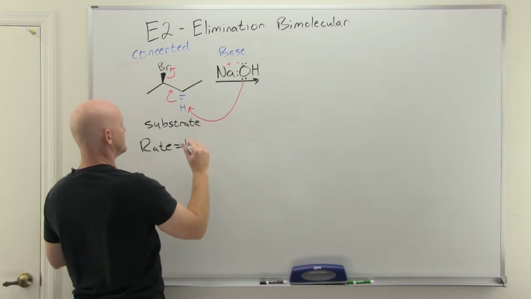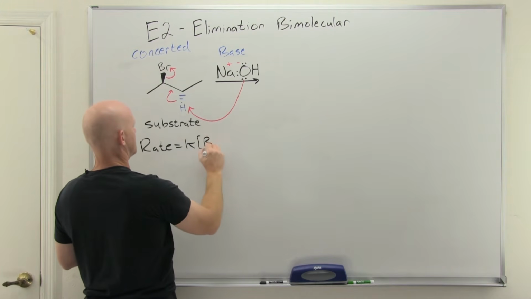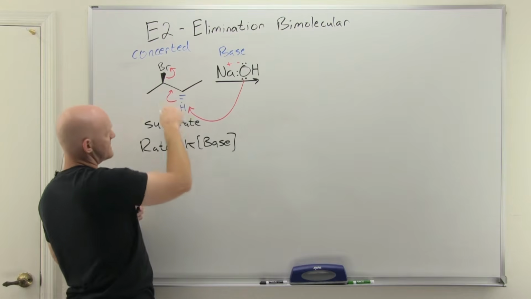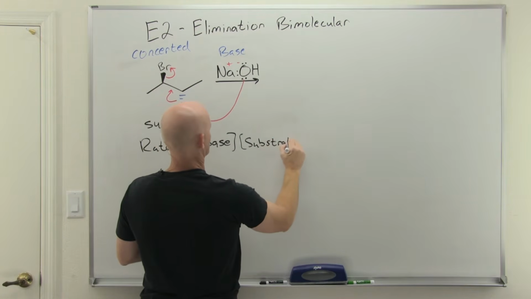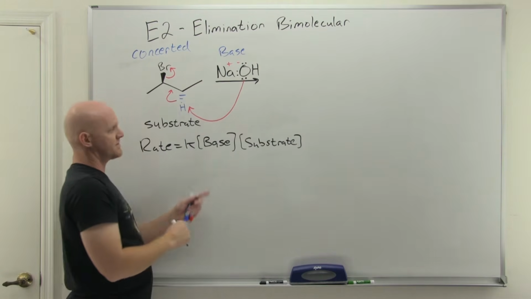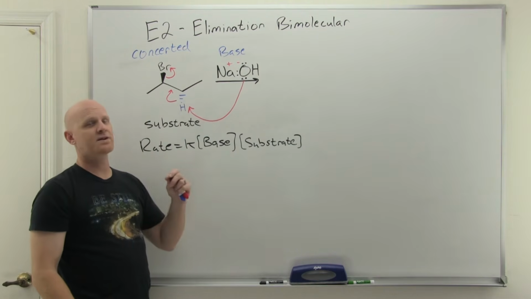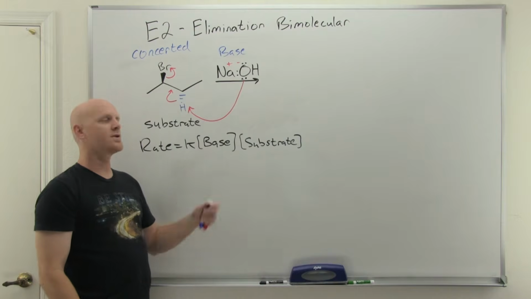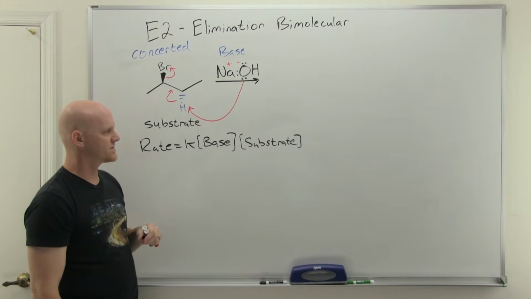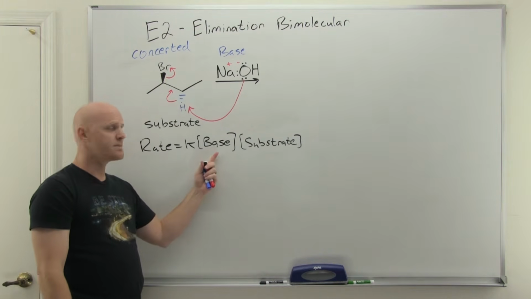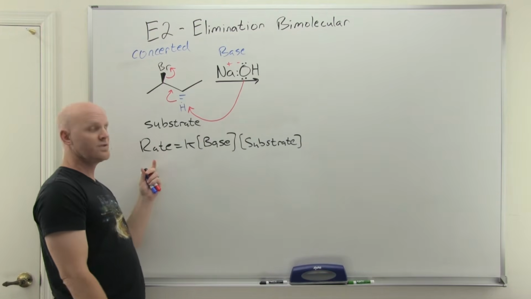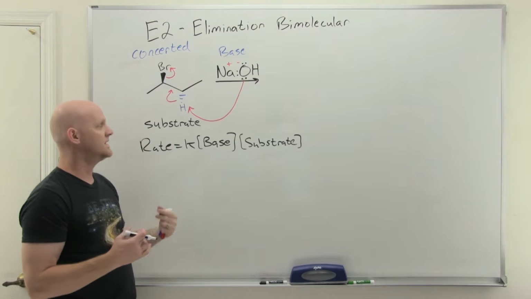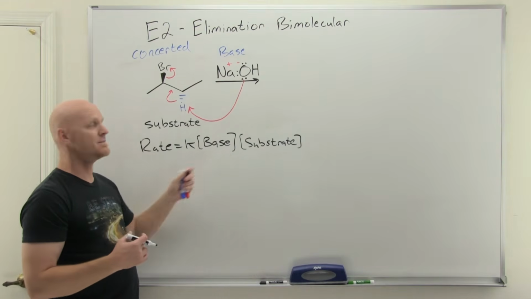So we see that the base is involved in this step, and we see that our substrate is involved in this step as well. And so in this case, first order with respect to the base, first order with respect to the substrate, second order overall, adding those two individual reactant orders together. So if you double the concentration of the base, you'll double the rate of the reaction. If you double the concentration of the substrate, you will double the rate of the reaction as well. So the rate is proportional to each of them independently here.